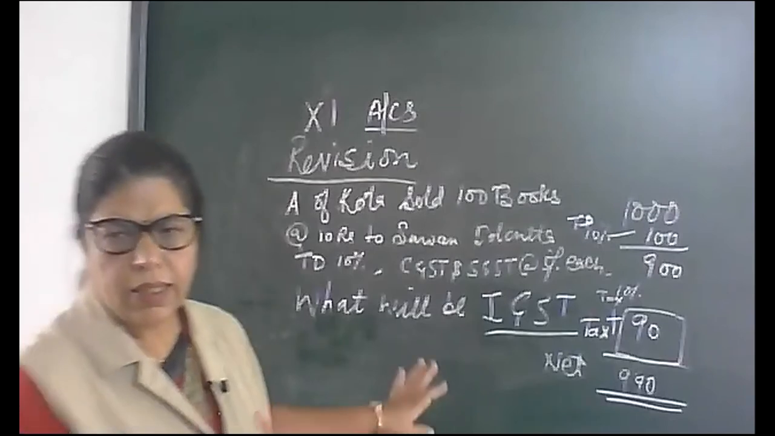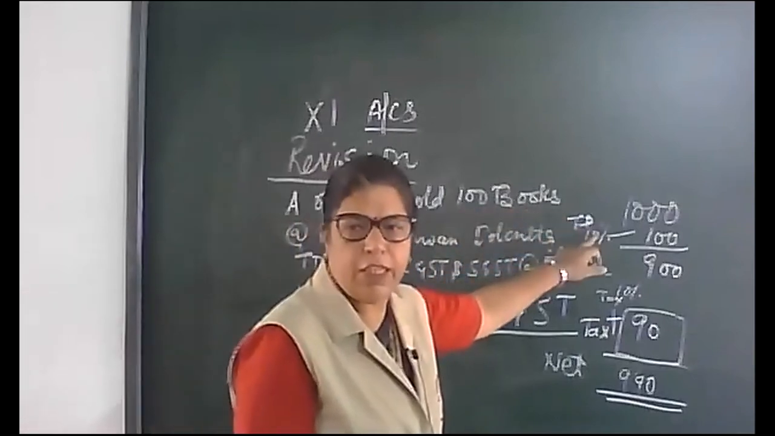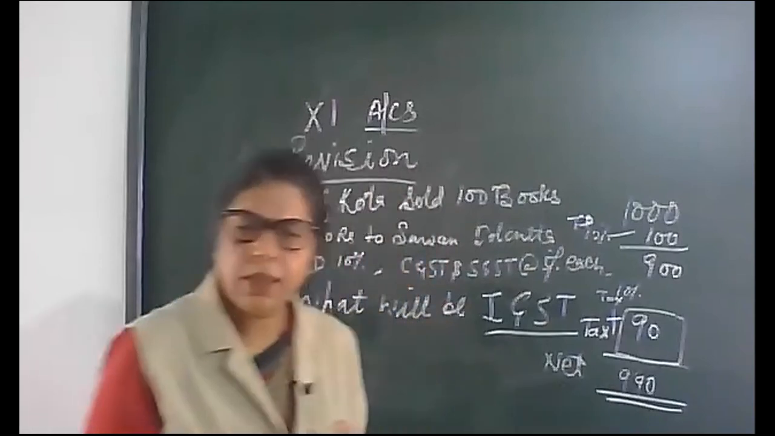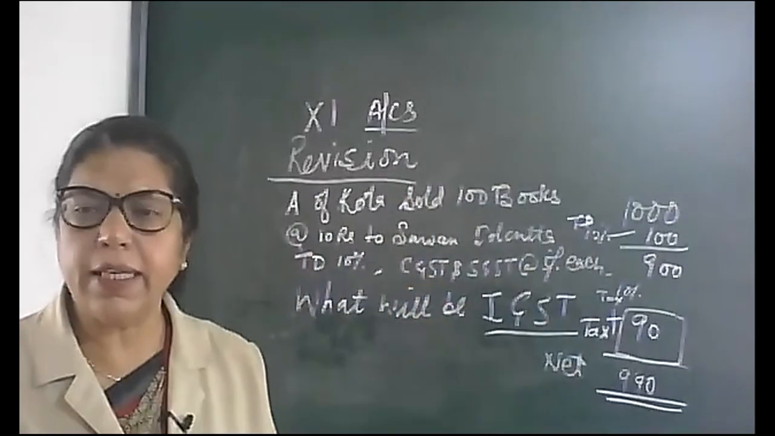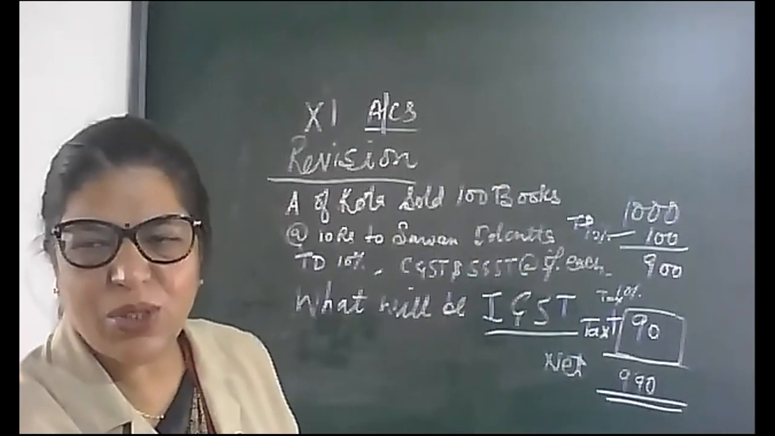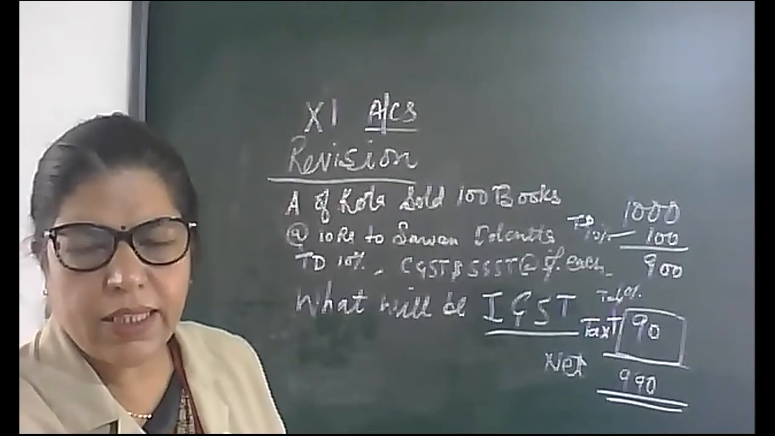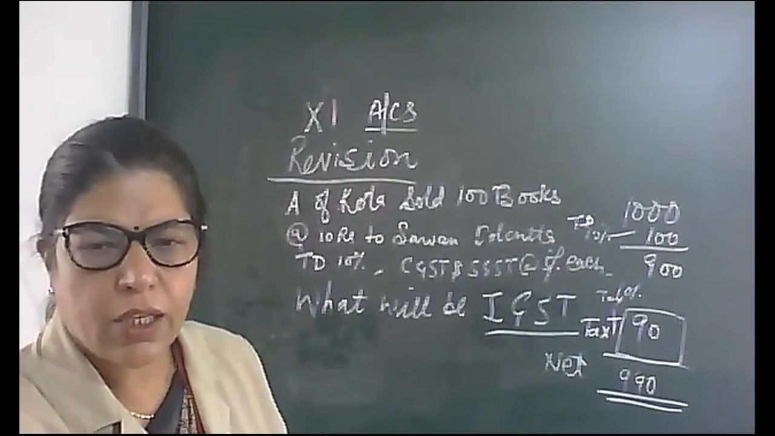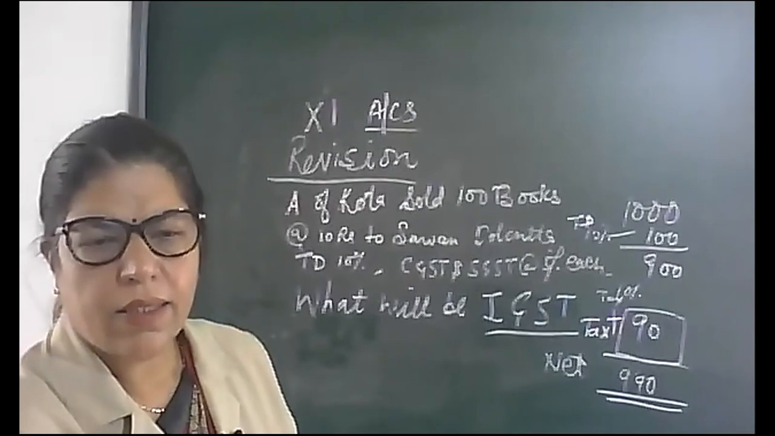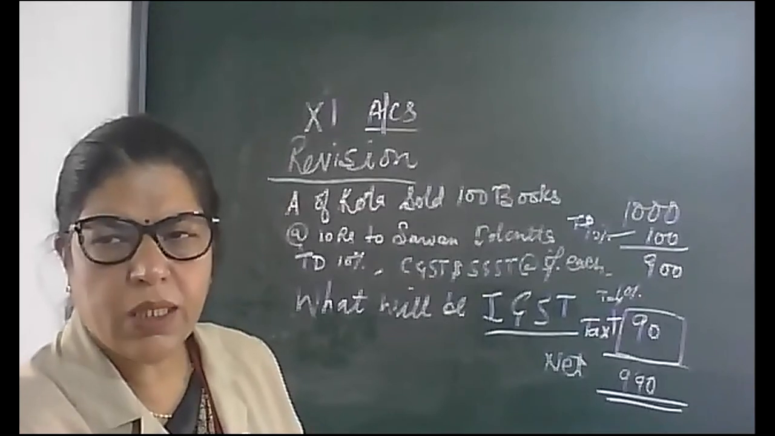See, in this question I can frame two more questions. What will be the amount of trade discount? What will be the amount of net sales? Clear? We can also ask why IGST is charged. Why is IGST to be charged? Because one is Kota and the other one is Calcutta. That is a change of state, interstate. That's why IGST is to be charged.